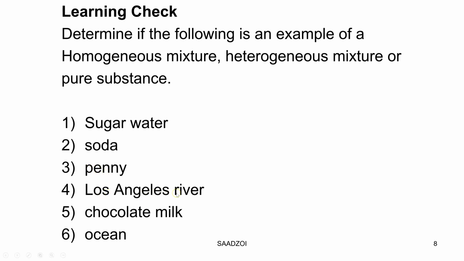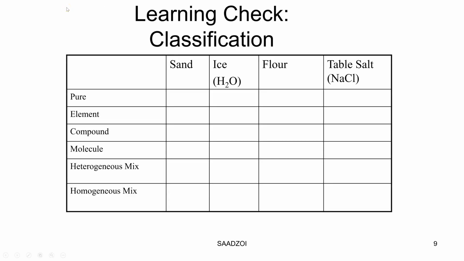Los Angeles River, which is basically where all the storm drains are, you know for a fact that's not homogeneous at all. There's multiple things floating in that river. So we consider that a heterogeneous mixture because there's multiple things you can see with your eyes. Chalk and milk looks like one thing, so homogeneous. The ocean, whole bunch of things. Seaweed, sand, shells, everything. It's heterogeneous for sure. So that's the difference between those different substances in terms of homo and hetero.